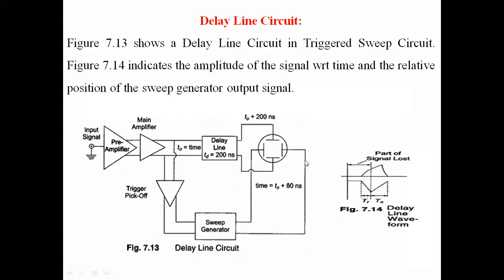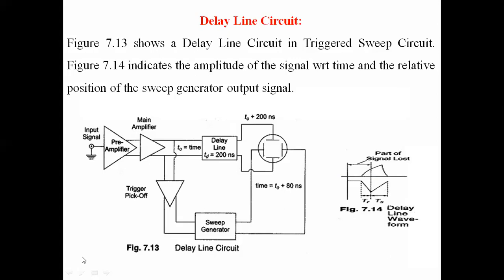Okay, so that is about the trigger sweep and trigger pulse generator. That is nothing but the horizontal section. So in the horizontal section we have the sweep generator, trigger pulse generator, and horizontal amplifier.